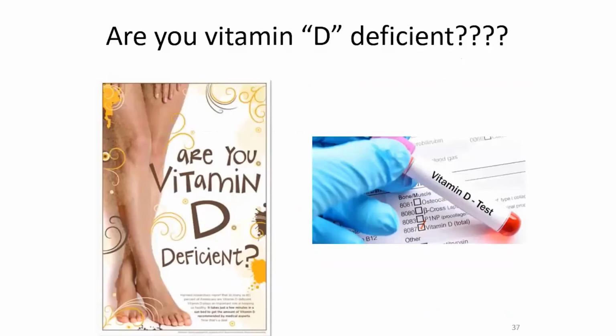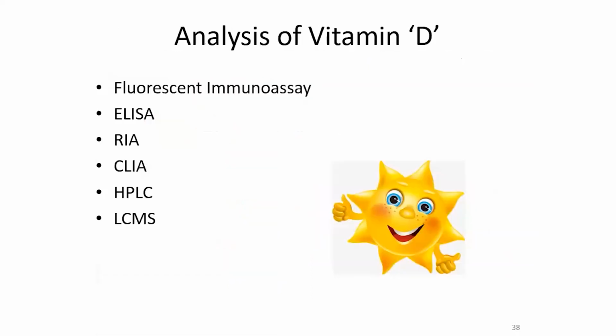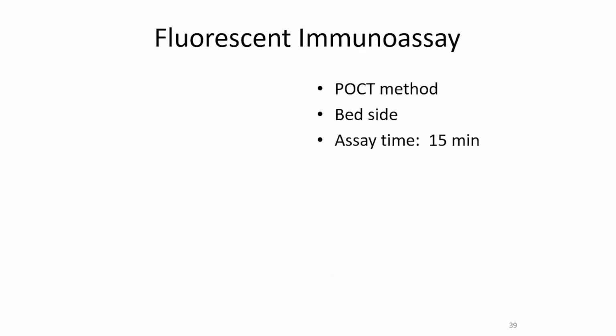Then, if you think that you are going to be deficient in vitamin D, can you pose a question for yourself? If I pose a question to myself, am I deficient in my levels of vitamin D? Then I'll think to go for testing for vitamin D. So many methods are available. A few methods I listed over here: fluorescent immunoassay, ELISA, RAA, CLIA, HPLC, and LCMS. Let us see one after the other.